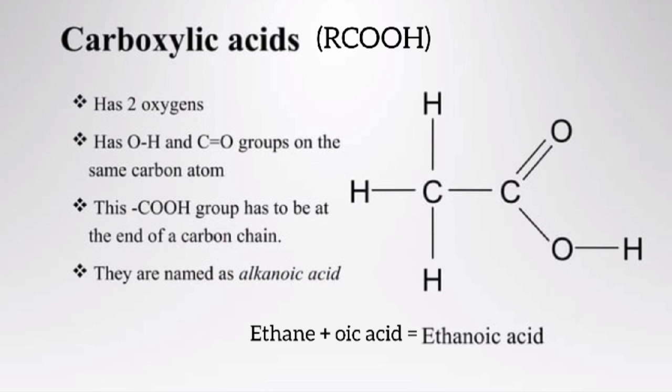Now in the example given, you find that there are 2 carbon atoms. So the root word is ETH. As you can see, there is only a single bond between the 2 carbon atoms. So you can write ethane, but you have to replace the E with the suffix "oic acid". So the name of the compound becomes ethanoic acid.